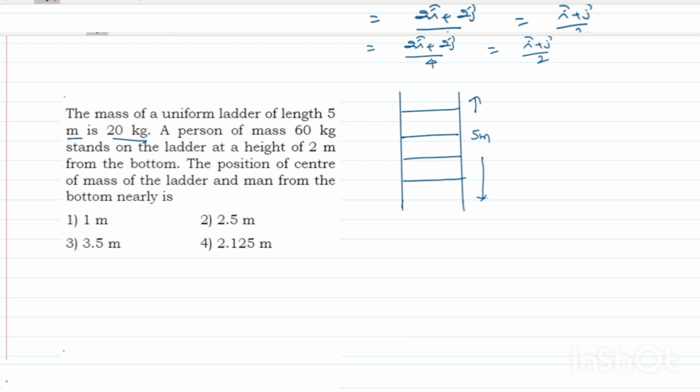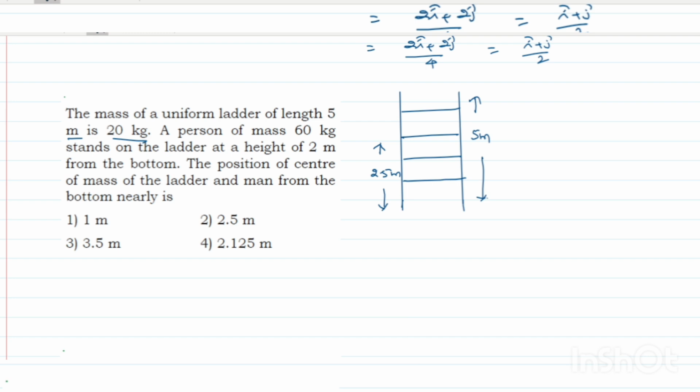So a uniform ladder seems like a regular body. For a regular body, the center of mass will be located at the center. So the center of mass of the ladder will be located at a 2.5 meter distance.